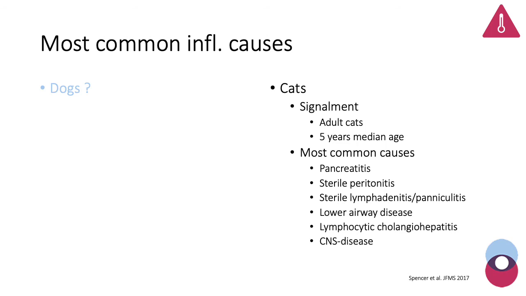Spencer were pancreatitis, sterile peritonitis, lymphadenitis, panniculitis, lower airway disease, for example feline asthma, lymphocytic cholangiohepatitis, and CNS disease, all seen in those cats. They're a little bit older than the infectious or infected cats, if you can call it that. So the median age in these cats was about 5 years versus 2 in the infectious group.